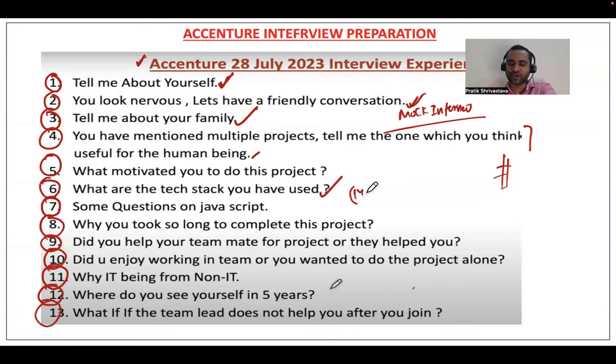And then next was about Accenture. What do you know about Accenture? All these questions about the company you need to prepare.